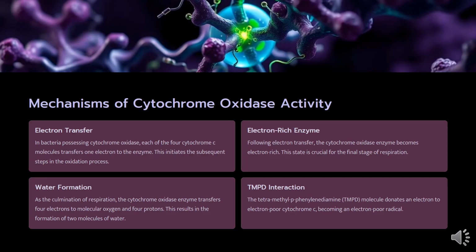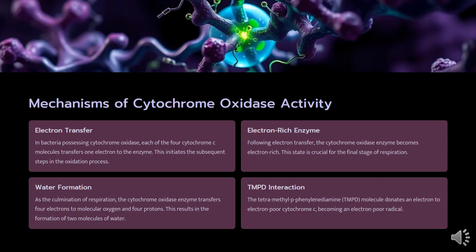Mechanisms. First is electron transfer. In bacteria possessing cytochrome oxidase, each of the 4 cytochrome C molecules transfers one electron to the enzyme. This initiates the subsequent steps in oxidase reaction. Next is the electron-rich state. Following the electron transfer, the cytochrome oxidase enzyme becomes electron-rich. This state is crucial for the final step of respiration, water formation.